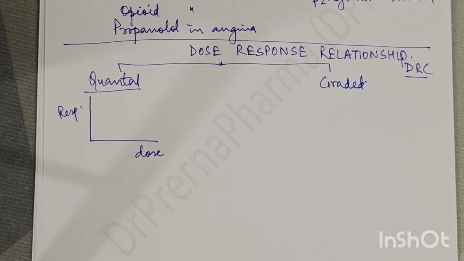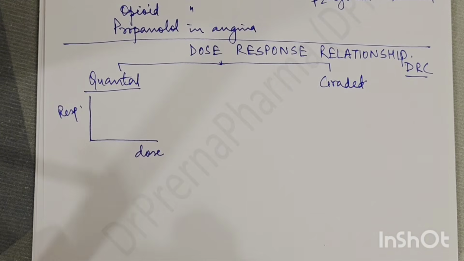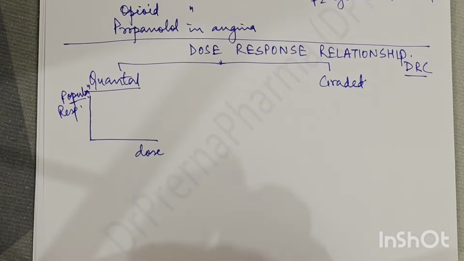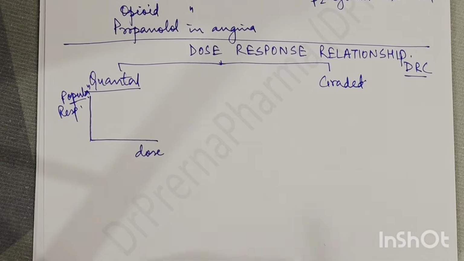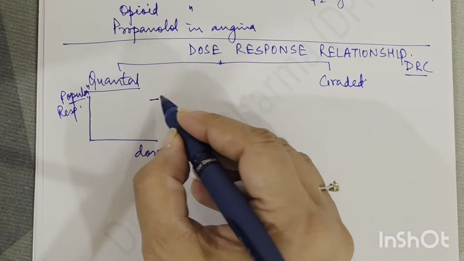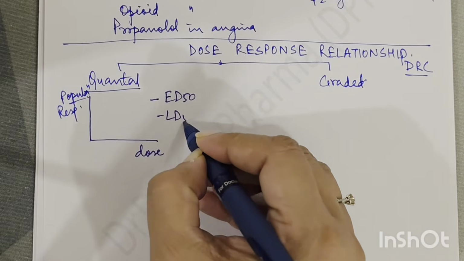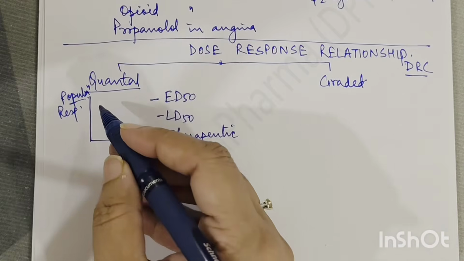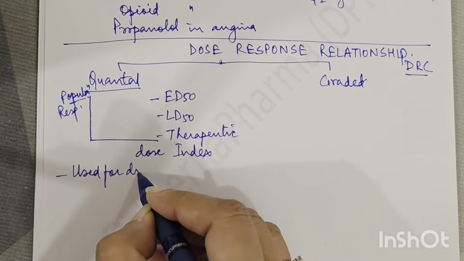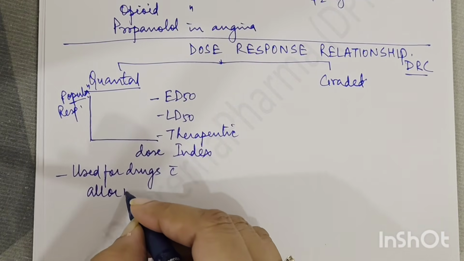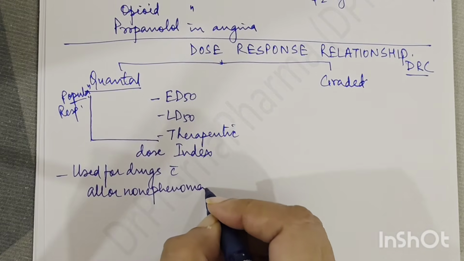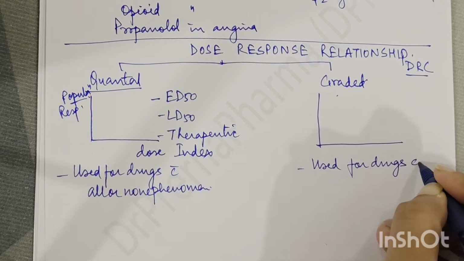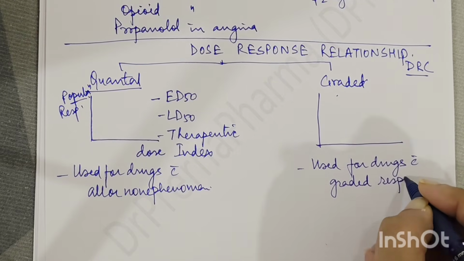Okay, now in a quantal DRC, what they are seeing is the dose, and they fix the population, how many people, and then they calculate, what are they calculating from the quantal DRC? From the quantal DRC we calculate ED50, LD50 and therapeutic index. Quantal DRC is used for drugs with all or none phenomena. Okay?